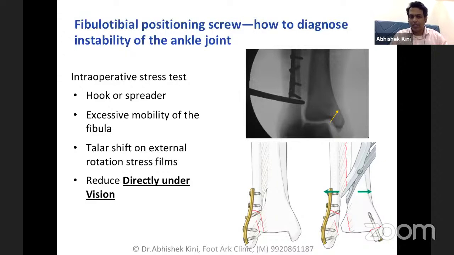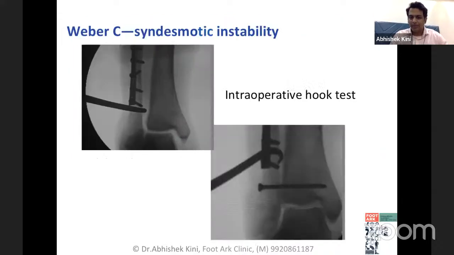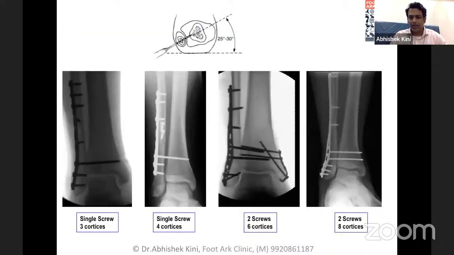Intraoperatively, you can do the hook test or check for excessive mobility of the fibula. You can do it in the AP plane or you can distract it laterally. In both planes, you can do this. And look for talar shift on external rotation stress. It's important that we reduce it directly under vision and make sure that you also perform the intraoperative hook test and reduce them. Now, whether to pass a 3/4 single screw, 4/4 single screw, 2 screws, or 2 screws with 4 cortices is a matter of debate, and it's a never-ending debate.